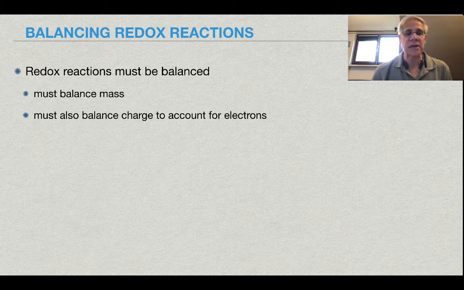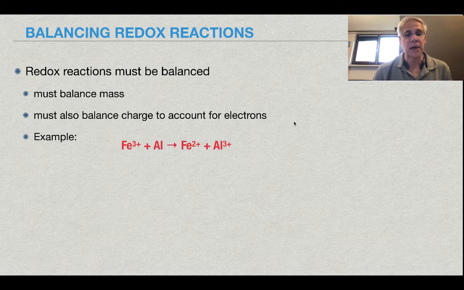But we also have to take a look at the total amount of charge on both sides, and that is because we have to account for the electrons. Since we know we have electrons moving back and forth, we have to make sure that the electrons are balanced and that we haven't lost any in the process of our reaction.